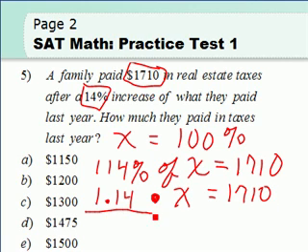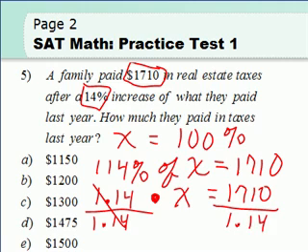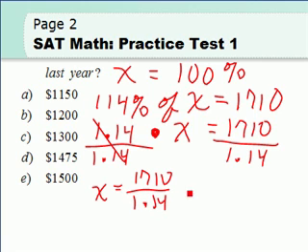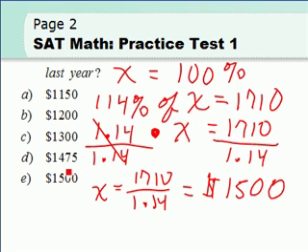So let's divide both sides by 1.14. Cancel that. So that means that X is equal to 1710 divided by 1.14. Use your calculator to get the answer, and that gives you $1,500. So the answer here is letter E, $1,500.